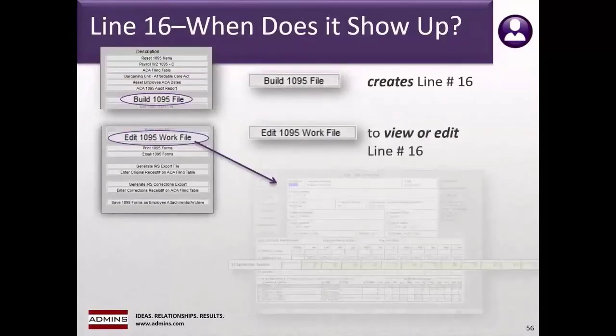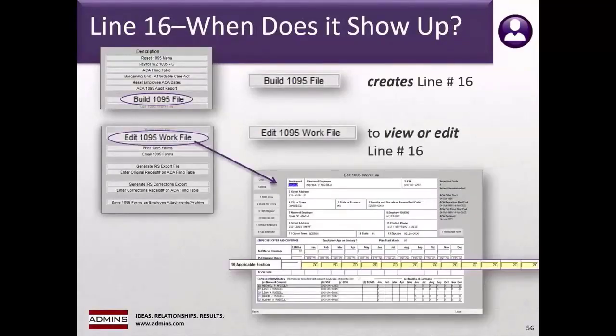Line 16 shows the applicable section, and it will not show up until the Build 1095 file step is complete. You can then review it using the Edit 1095 Work File button. Make changes in this step for line 16 if you need to allow for special situations.